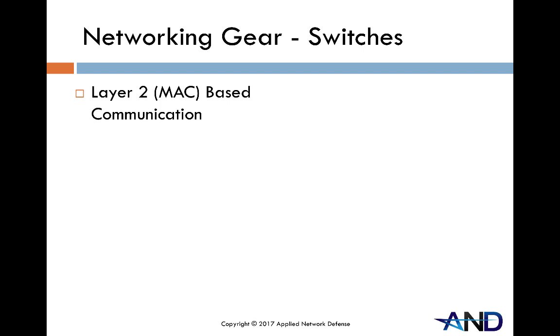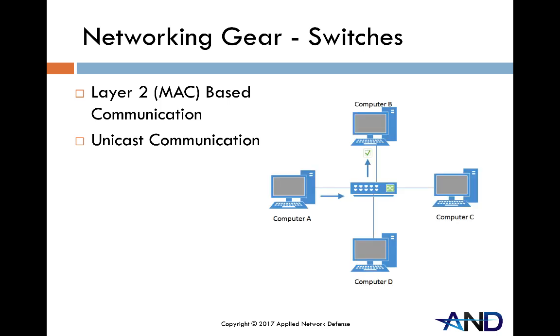A layer 2 MAC-based communication switch would send data only to the device that needs it, right? So instead of broadcast, we're talking about unicast communication now becoming possible. I'm only sending things from the device I have to the device that I want to receive it, and that's illustrated by this image here.